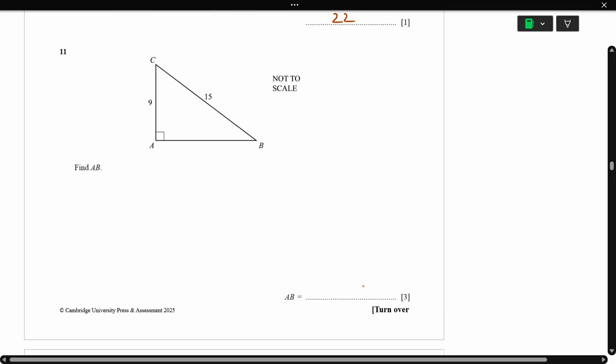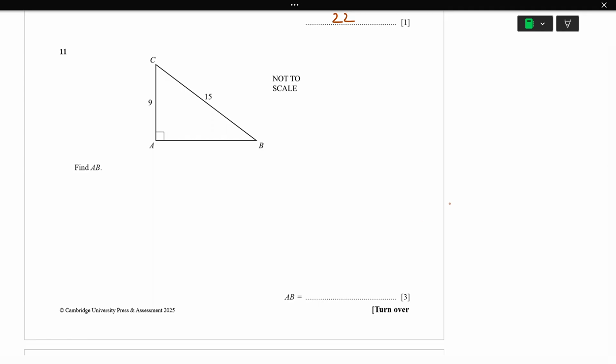Next, find AB. Here is a right angle triangle, two sides were given, so we are using Pythagoras. We need to find AB. So x square plus 9 square equals 15 square. x square equals 15 square minus 9 square. So x square equals 225 minus 81, which is 144. So x equals plus or minus square root of 144, so x equals plus or minus 12. Here we cannot choose minus because it's a length and can't be negative, so we are choosing only plus 12.